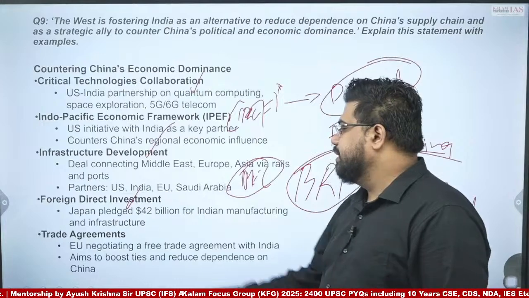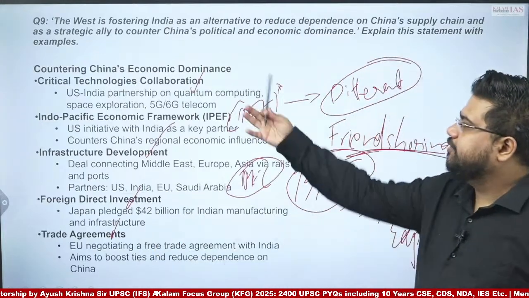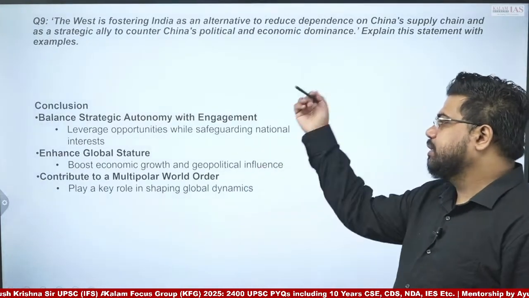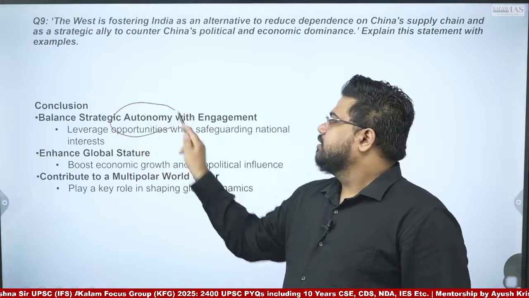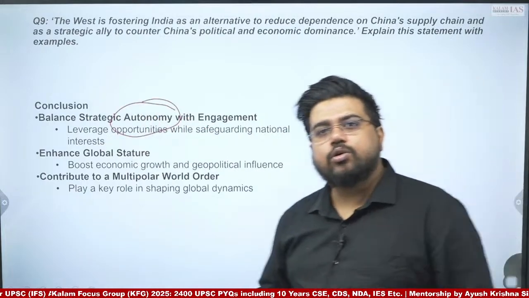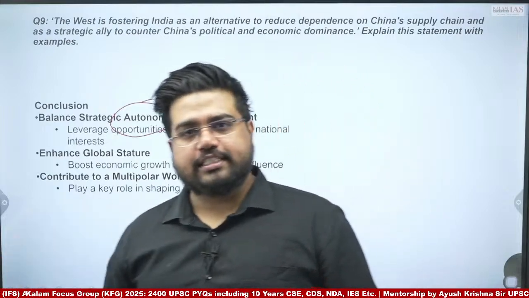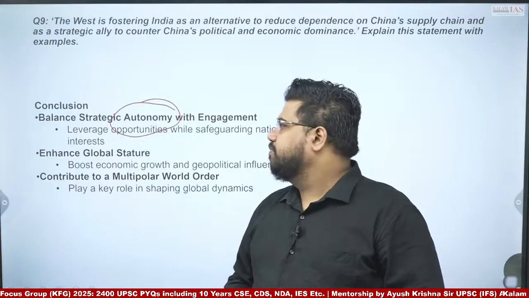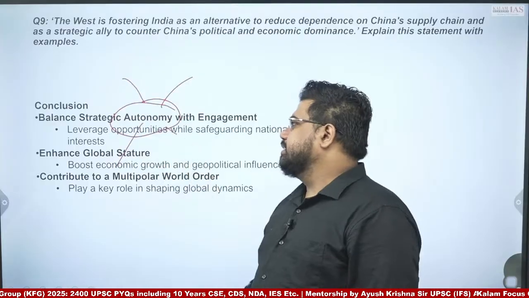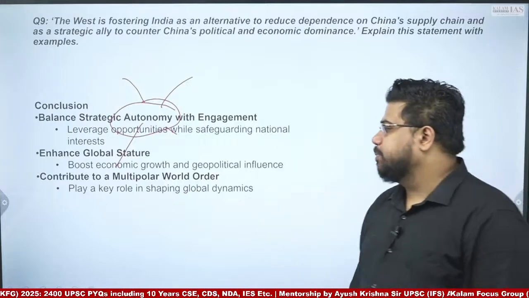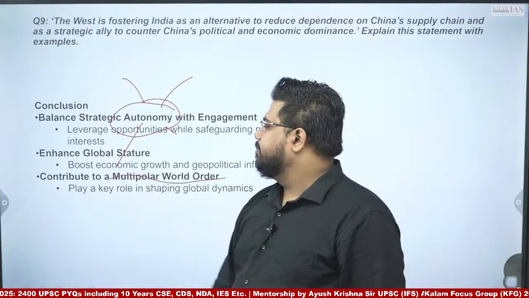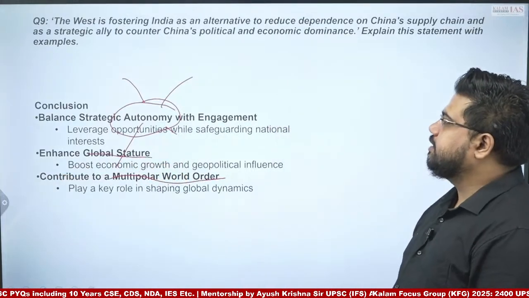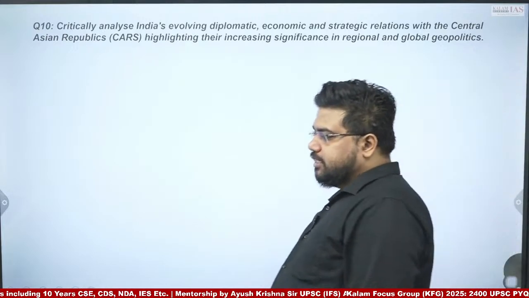Foreign direct investment, trade agreements that are going on. All these are different examples of India's countering of China's economic dominance. Conclusion, you can write about balancing strategic autonomy. So whenever India is going close with the West, it is also very much close with Russia. It is also very much close with other countries in the region. So India should always uphold its principle of strategic autonomy, which is uncompromisable from India's perspective. And you can write about India's multipolar global order vision. You can write about enhancing India's global stature, etc. Go through the next question, then we will have the discussion.